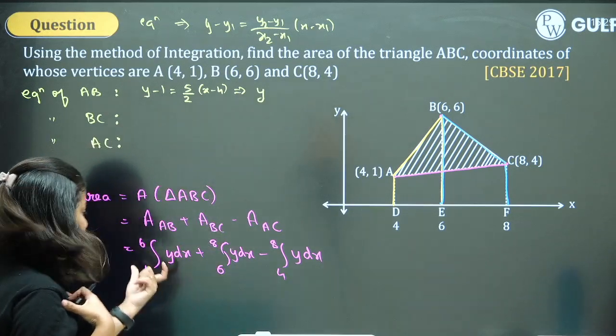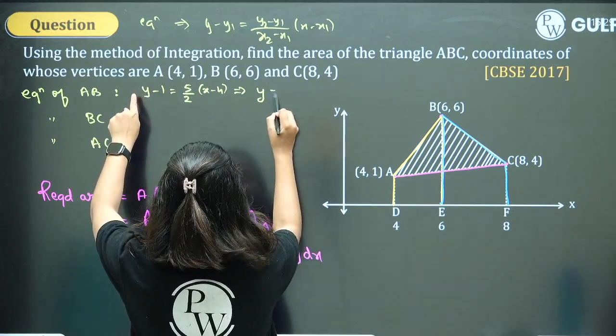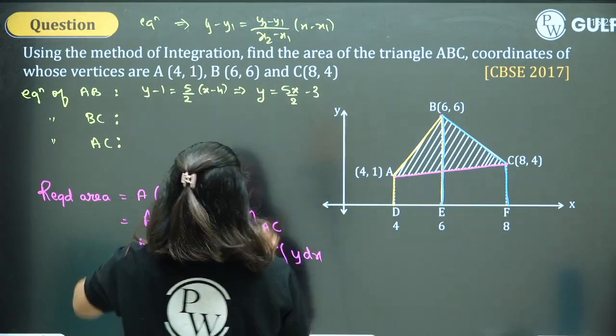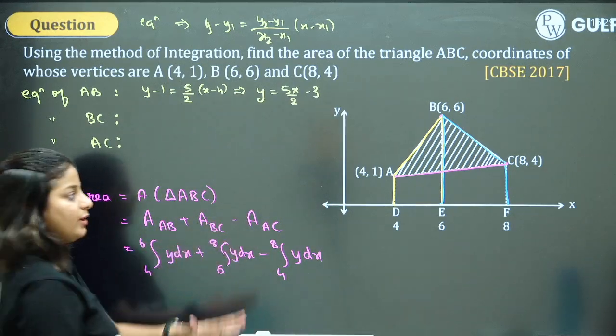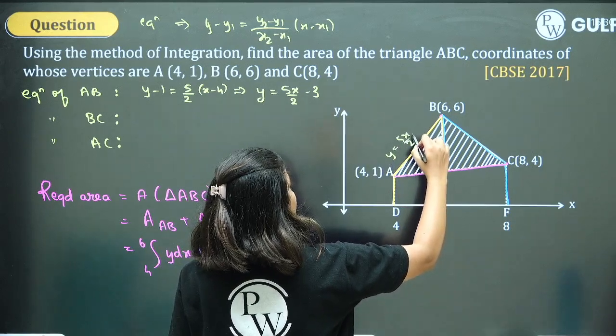I just want the value of y. So bringing 1 on the other side, y is equal to 5x by 2 and minus 4 plus 1 will be minus 3. First line, we got the equation of first line. Y is equal to 5x by 2 minus 3.